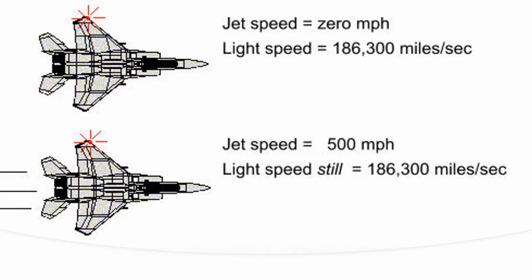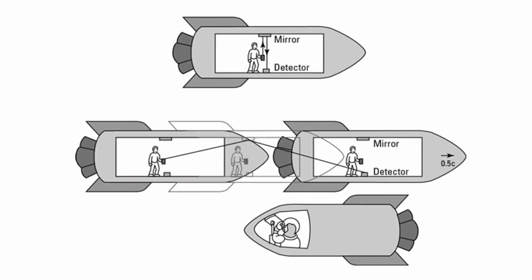Let's go back to the jet again. If the jet's not moving, in the top picture it's not moving, and a light comes off of its wing, that light is moving 186,000 miles per second. If the jet is moving 500 miles per hour, the light is still moving at 186,000 miles per second. This leads to some very interesting effects that are kind of out of our normal experience.